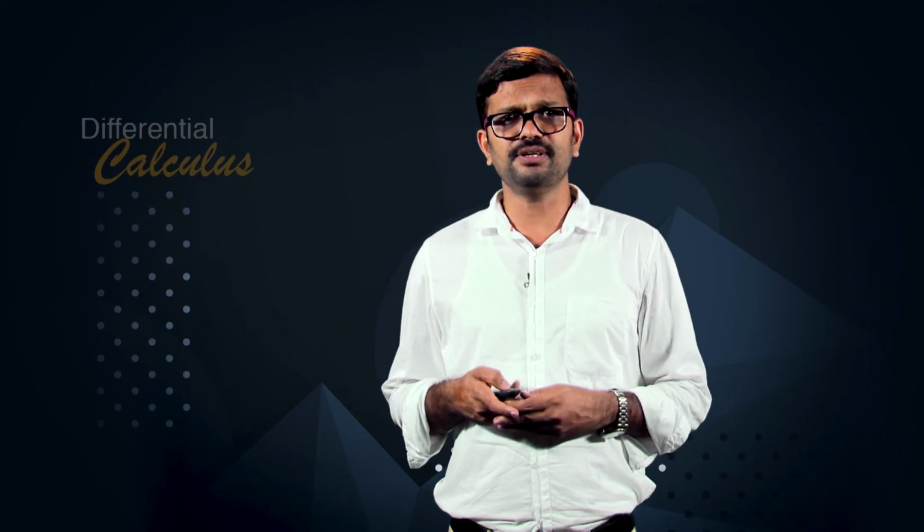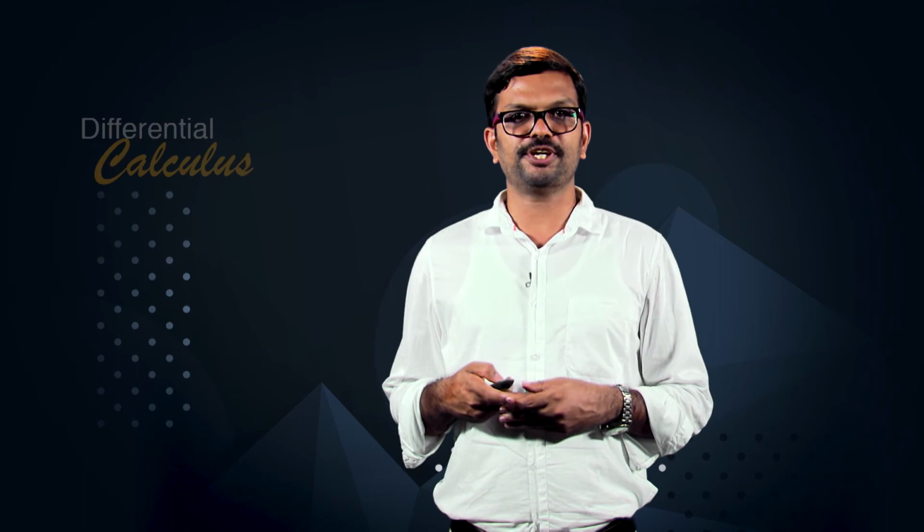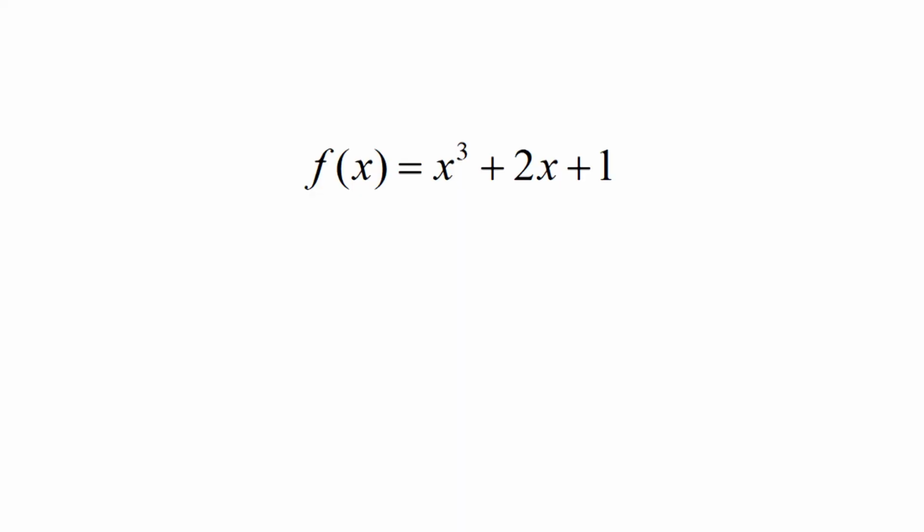This also can be seen by observing the graph of g of x equal to minus x square. As another example, we analyze the concavity property for the function f of x equal to x cube plus 2x plus 1 using the second derivative test.